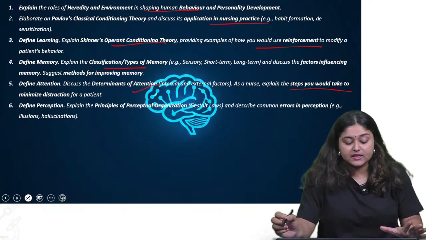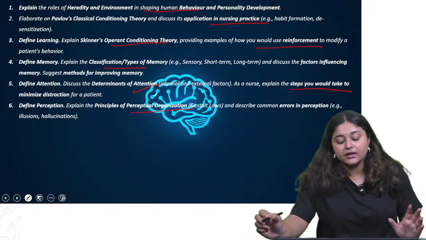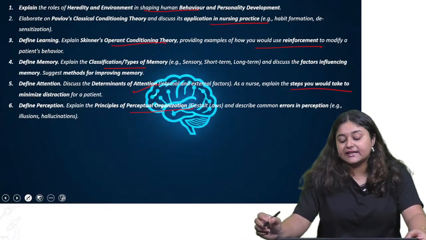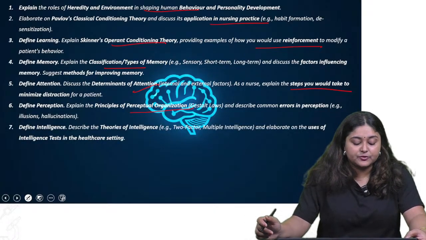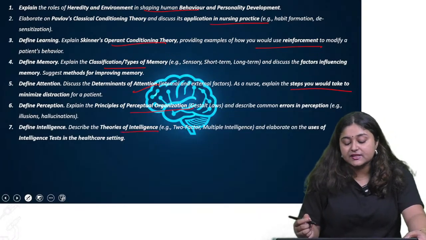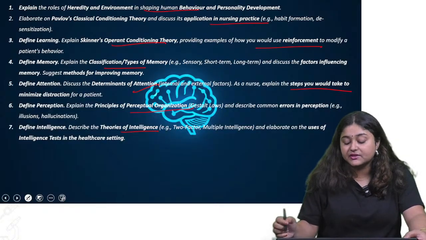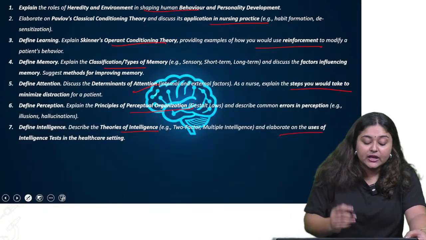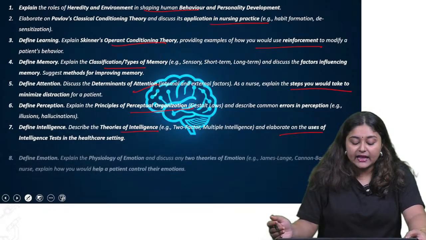Next is define perception. Explain the principles of perceptual organization and describe common errors in perception. Next, define intelligence. In this, describe the theories of intelligence like two-factor, multiple intelligence, etc. And also you have to elaborate on the uses of intelligence tests in healthcare settings.